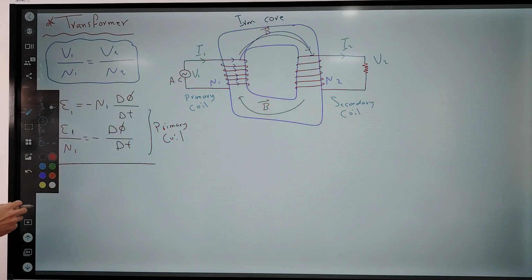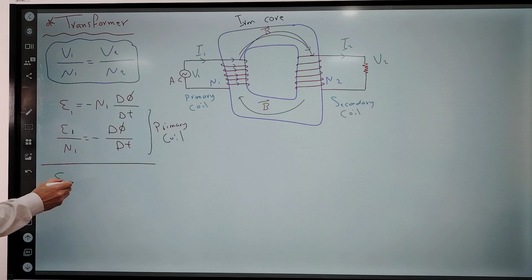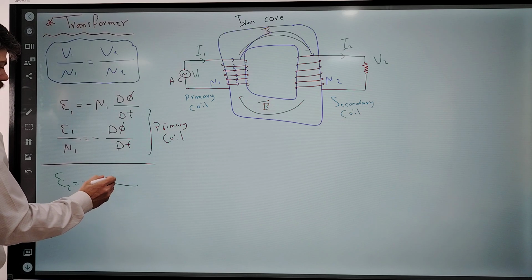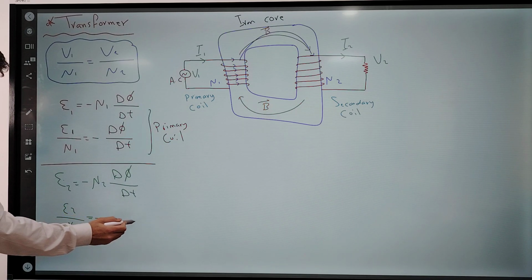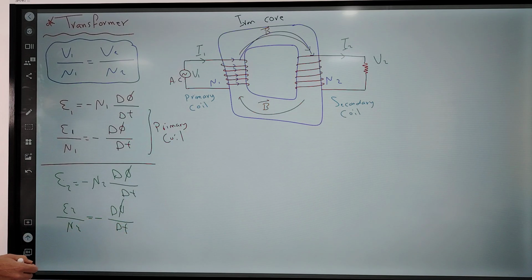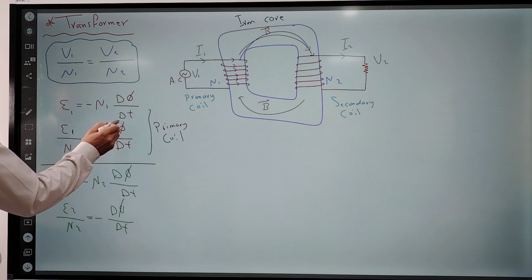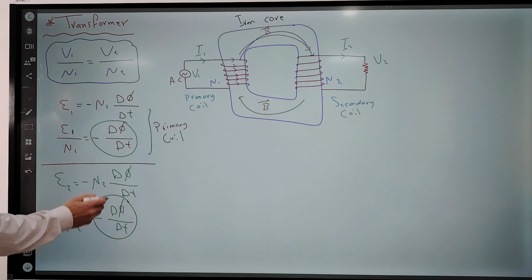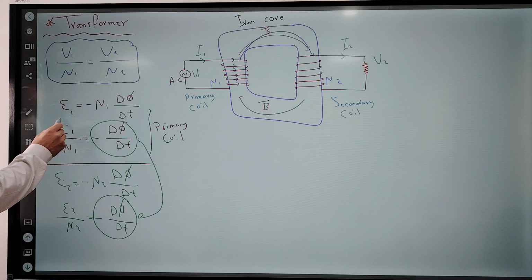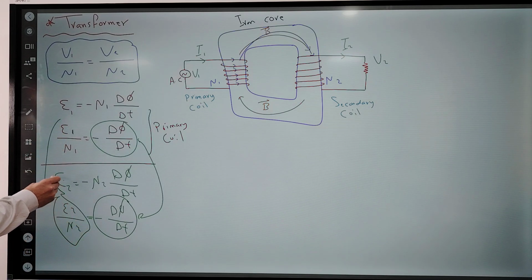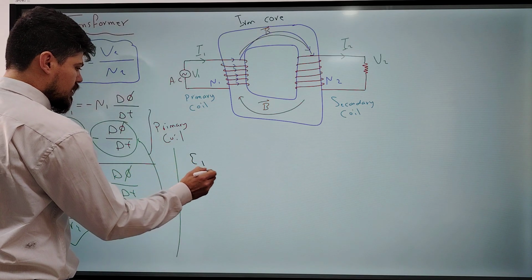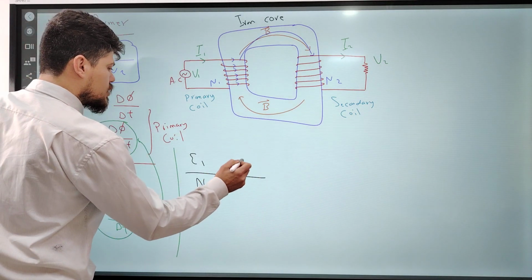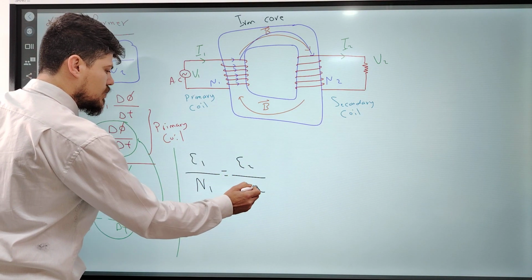In the secondary coil, E2 is equal to negative N2 times change in flux per unit of time. If you rearrange the equation, E2 over N2 is equal to negative change in flux per unit of time. If you see, the right sides of these two equations are equal, so the left sides are also equal. That is why E1 over N1 is equal to E2 over N2.